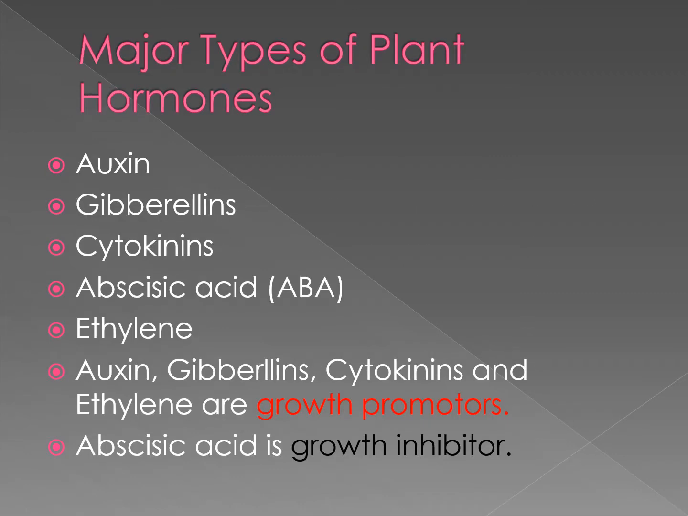Majorly there are 5 types of plant hormones: auxin, gibberellins, cytokinins, abscisic acid, ethylene. Out of these 5, 4, that is auxin, gibberellin, cytokinins and ethylene, are growth promoters, whereas abscisic acid is a growth inhibitor. Abscisic acid has some negative effects on the plant, so that's why it is called the growth inhibitor, but the remaining ones are very good for the plant, so that's why they are promoters.